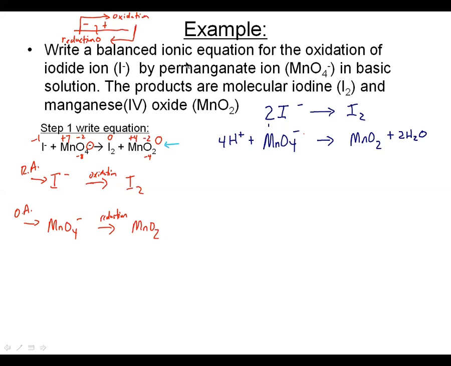Okay, so at this point we have balanced everything besides oxygen and hydrogen. We have balanced oxygen by adding water to one side and H plus to the other side. The next thing that we want to do is balance out the charge on each side of the half reactions. Again, we're going to use electrons to do so.